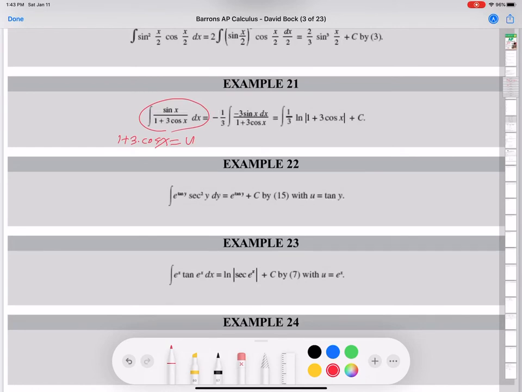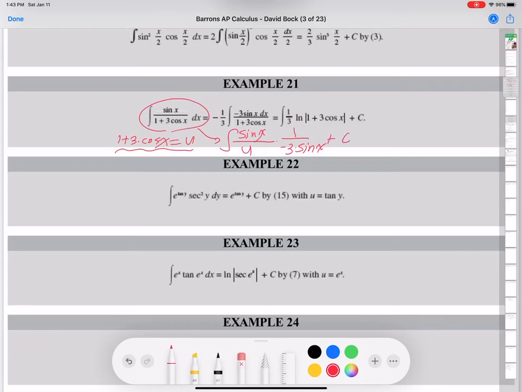So I can change that function to u function now. Integral sine x over 1 plus 3 cosine x. That part is u, so change to u. And then dx is always 1 over u prime du. So u prime is the derivative of this part, right? 1's derivative is 0. 3 cosine x's derivative is negative 3 sine x. Negative 3 sine x.